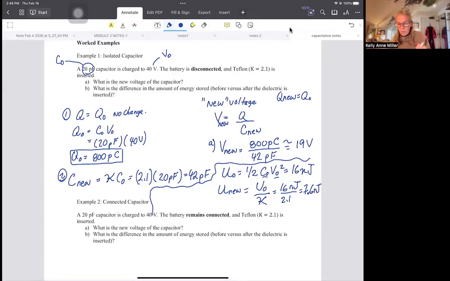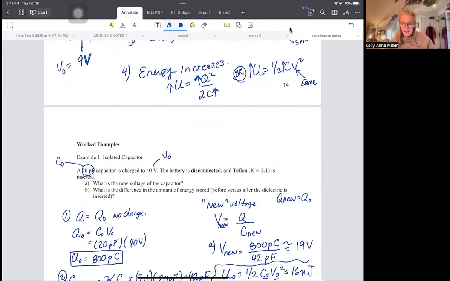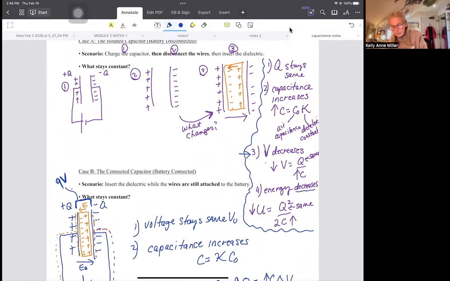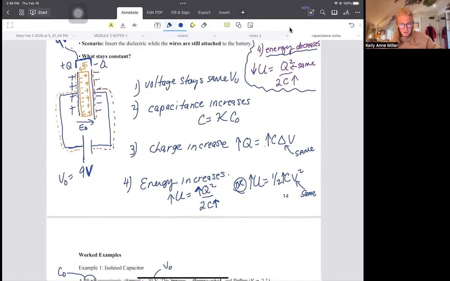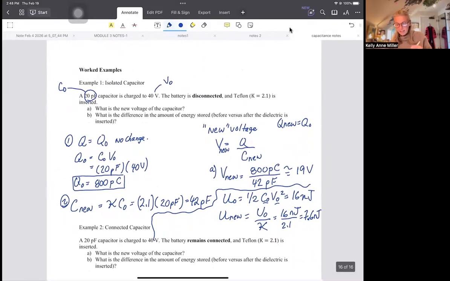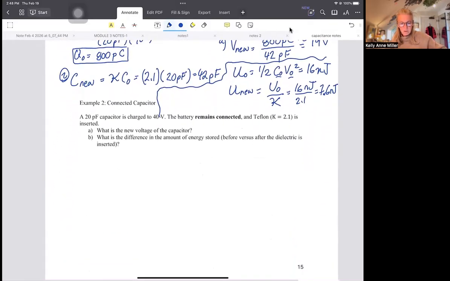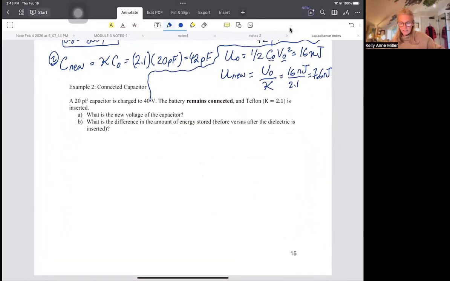Remember we said in case A up here, the energy decreases when you insert a dielectric if the plates are not connected. And so that is in fact what happens. It goes from 16 nanojoules to 7.6 nanojoules. Okay, last example. Here's the exact same situation, except now the battery remains connected.